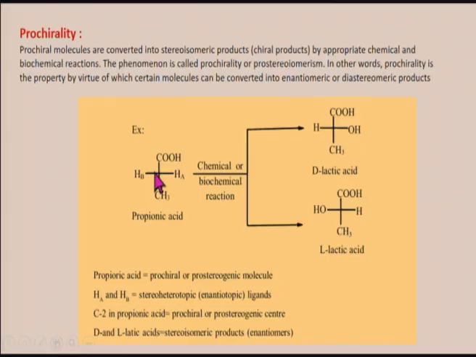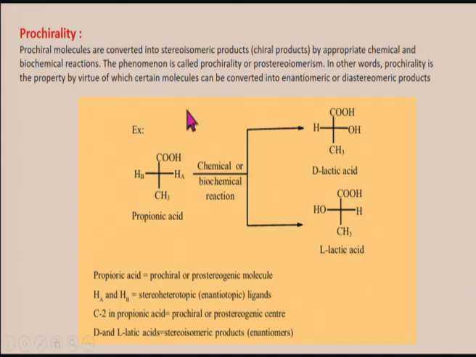You can see acid group here, methyl group and 2 hydrogens. So, 2 hydrogens are same. So, this is not a chiral center here. Now, what we are trying here, we are trying to create the chiral center by chemical reactions or by biochemical reactions here, right. In this way, we are getting the D lactic acid and L lactic acid here, right.